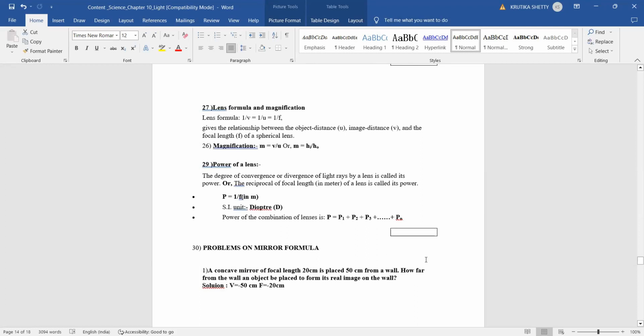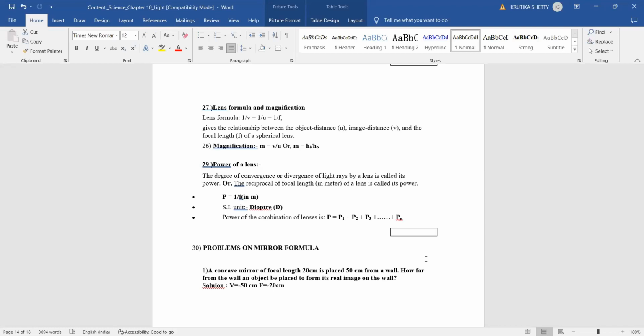A concave mirror of focal length 20 centimeter is placed 50 centimeter from a wall. So you have a mirror of focal length 20 centimeter, and it is placed 50 centimeter away from a wall. Then the question: how far from the wall should an object be placed to form its real image on the wall? They ask for the object distance, and the image distance is already given, it is 50 centimeter. For a concave mirror we need to calculate the object distance u value.